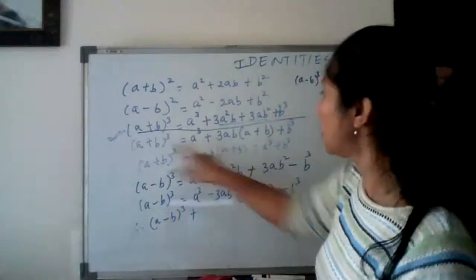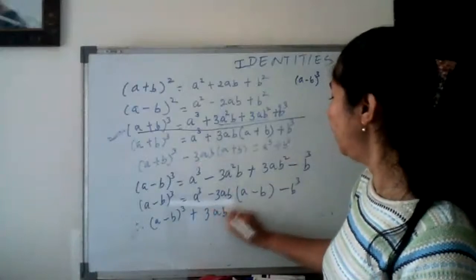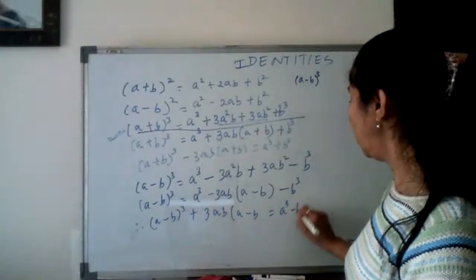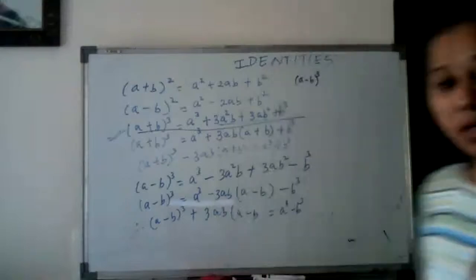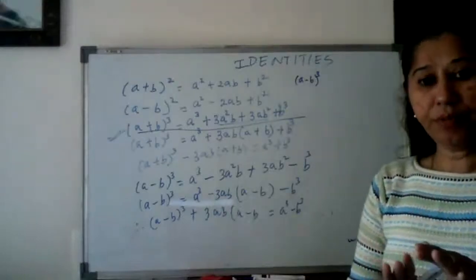Now you will just go reverse. Look, in plus you have to make minus and in minus you have to make plus. 3ab(a - b) is equal to a^3 - b^3. I hope I'm very clear with this. So these are the formulas which you're going to learn. Okay, I hope this is clear to all of you.